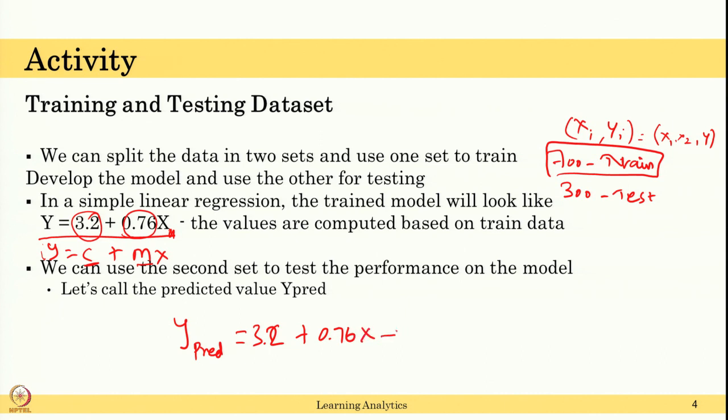This x is the test data set, which has xi and yi, but I will use only xi and apply it here and I will get the y predict value. So, what I am saying is we split the data into two, training and testing. Use the training data set to create the model, then apply the test data set input variable to predict y predict. Let us discuss in detail.